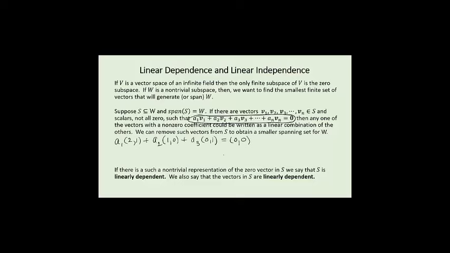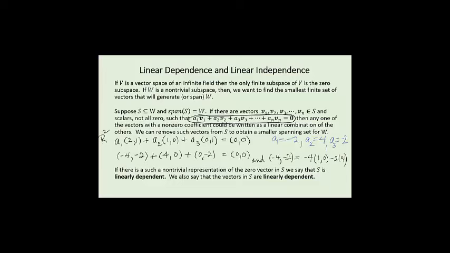For example, in R2, the plane, if we set up this equation involving three vectors and constants a1, a2, a3, we can find infinitely many non-zero coefficients that would satisfy this equation. One of which would be a1 is equal to -2, and a2 is equal to 4, and a3 could be -2.